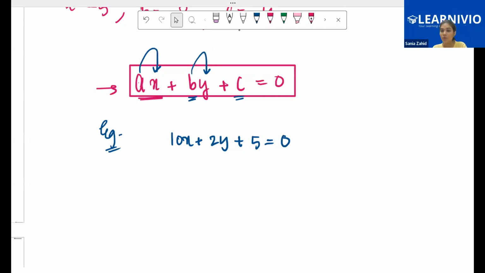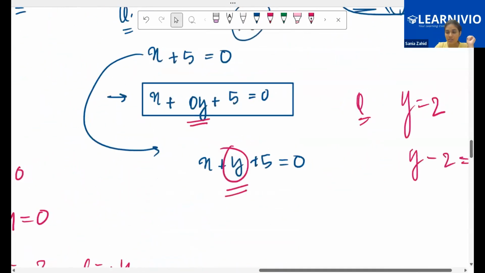So tell me, what is the number that is attached with the x? 10. So what is the value of A here? A is 10. So now you understand the meaning of A. Yes, ma'am. And now what is the meaning of B? B was the number attached to y. So what is B in this equation? B is 2. Exactly. And what is C? C is 5. Exactly.